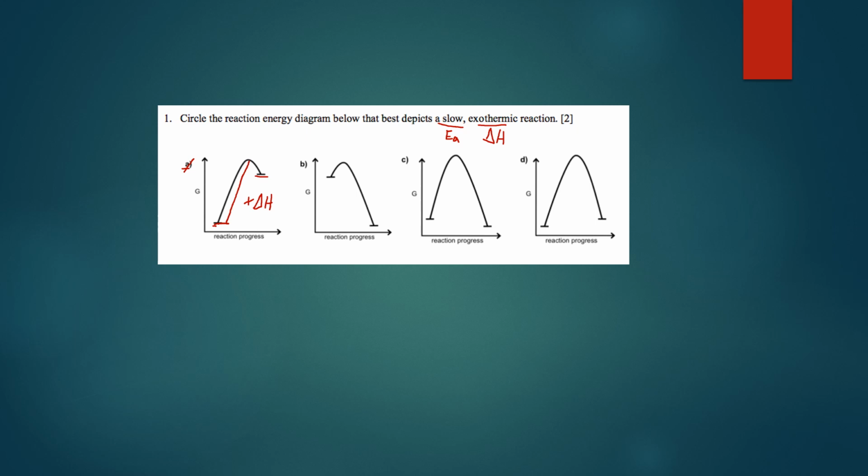Okay, let's look at B. For B, my activation energy is from the reactants on the left-hand side to the top of the hill. Very short distance, right? So it's going to be fast. So I can X that one out right away just because it's a fast reaction. It has a low EA.